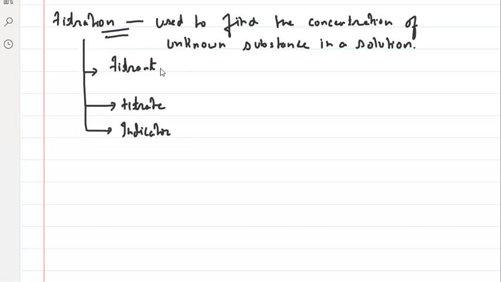Right. So we have titrant, titrate, and indicator. What is titrant? Titrant is the compound whose concentration we already know. And what is titrate? Titrate is basically the compound whose concentration we want to know. An indicator is basically a substance which will show you the change when the reaction is completed. Got it? Tell me.